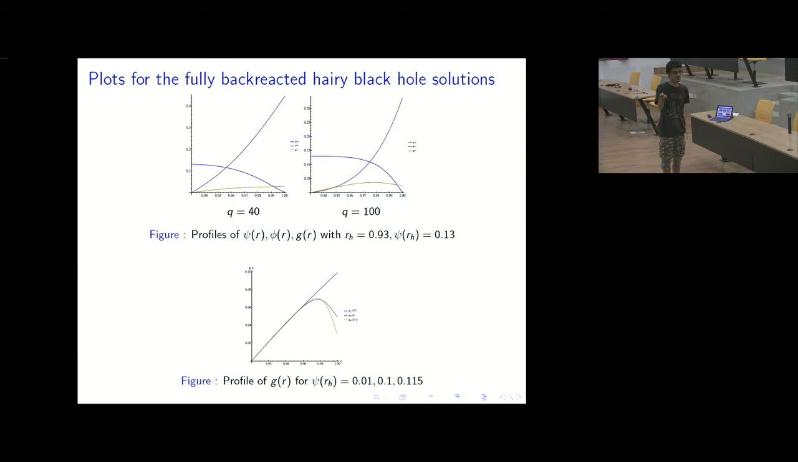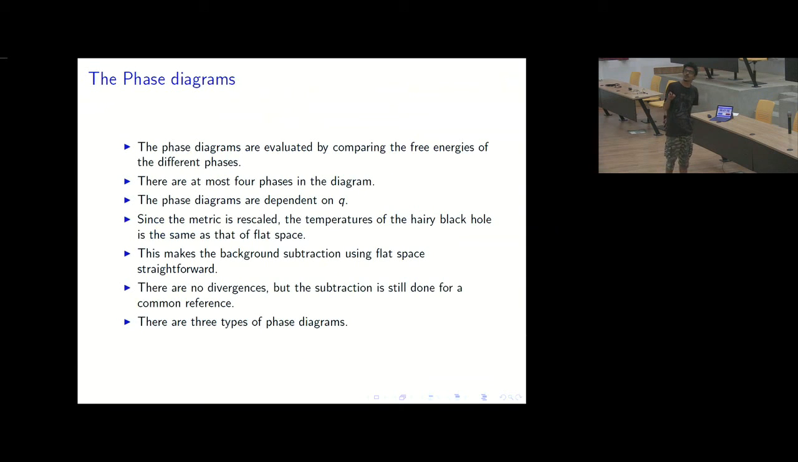So those kinds of errors and difficulties are avoided. Now let's look at the phase diagram. Phase diagrams are essentially completely categorized based on the values of Q, which is the Maxwell to scalar coupling.